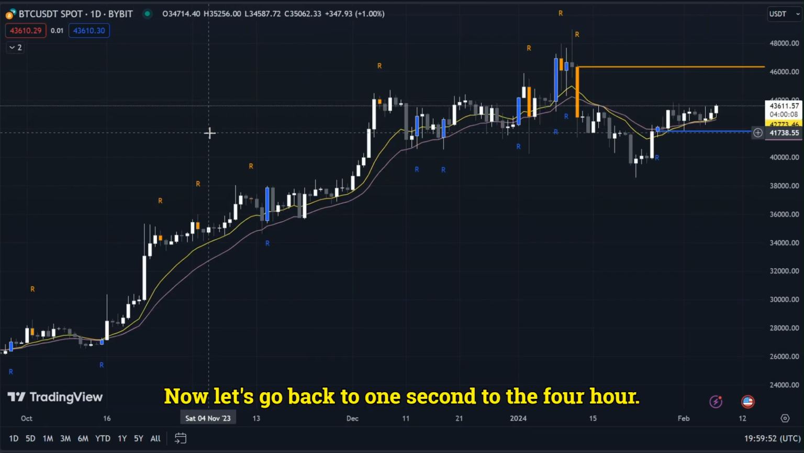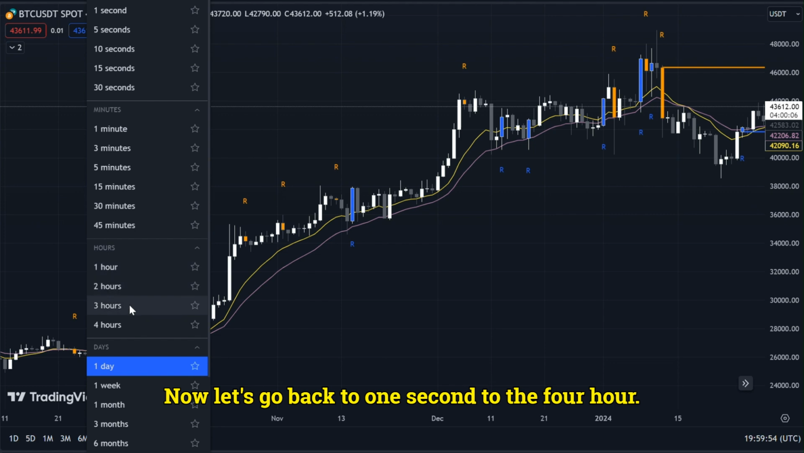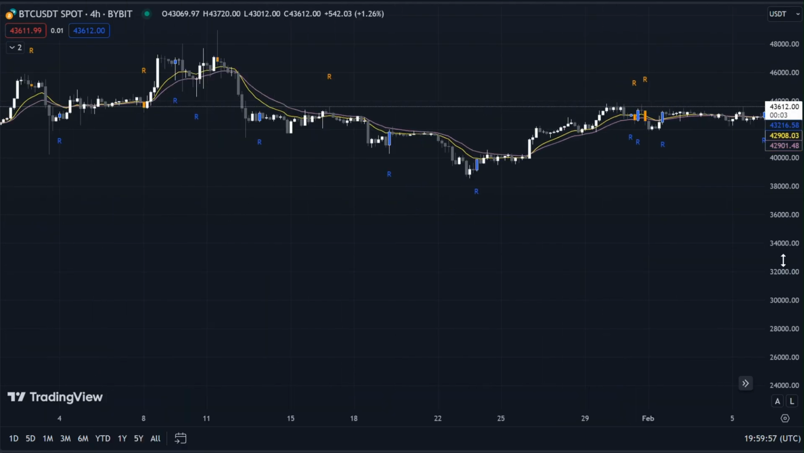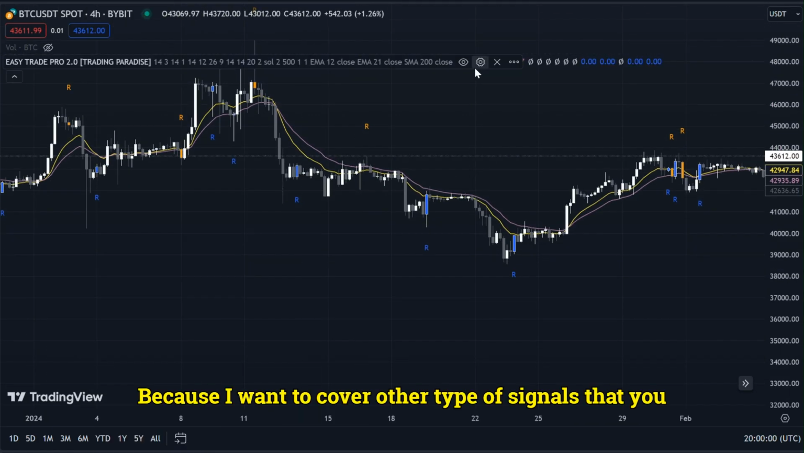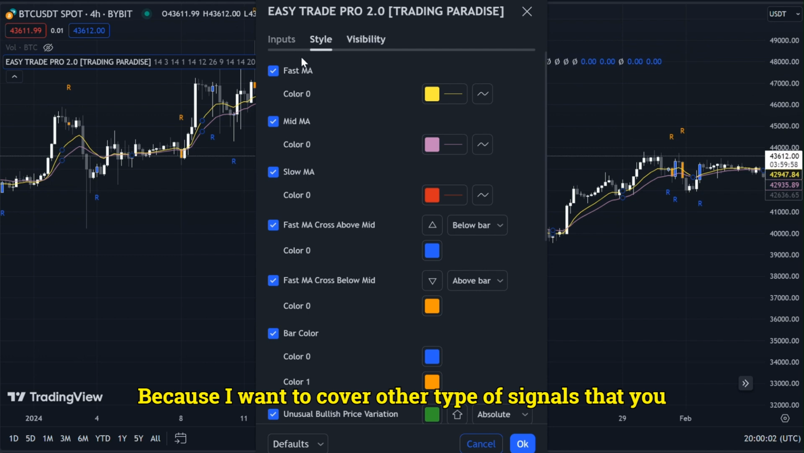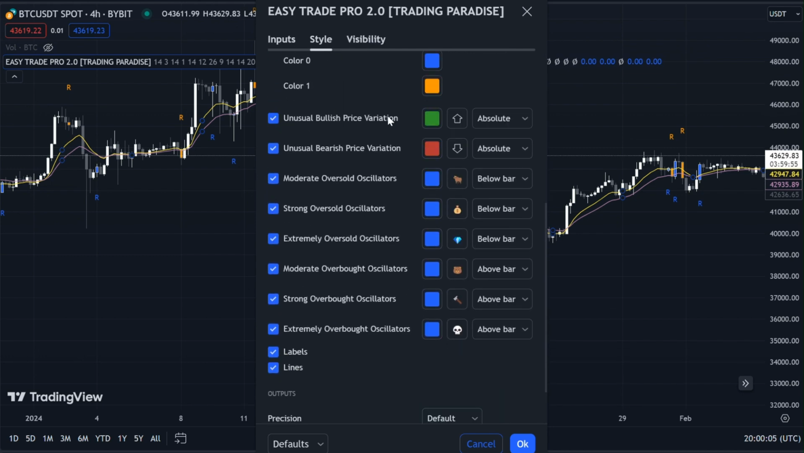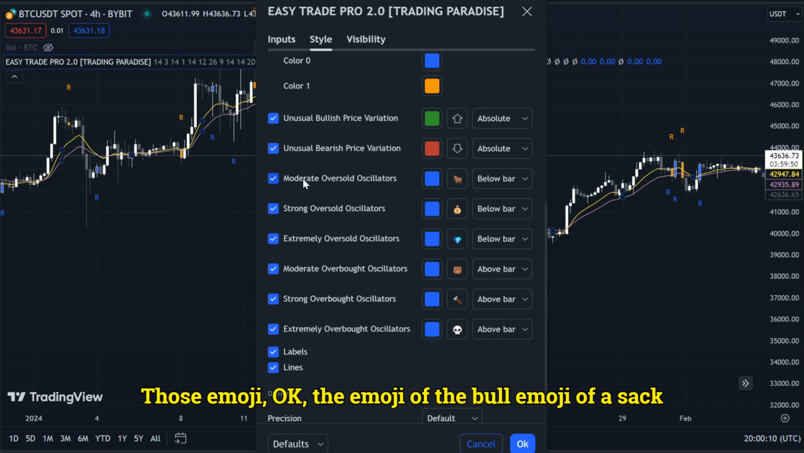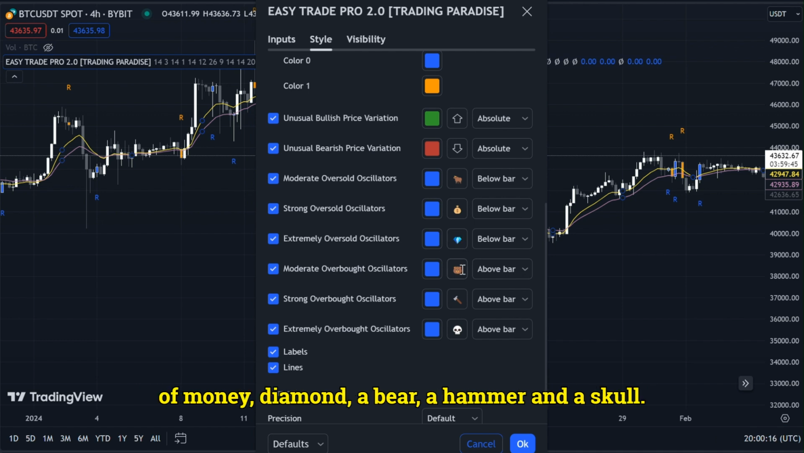Now let's go back for a second to the 4 hour, because I want to cover other types of signals that you can use in the indicator. If you go on style, you're gonna see those emoji. Okay, the emoji of a bull, a sack of money, a diamond, a bear, a hammer, and a skull. It's very easy.